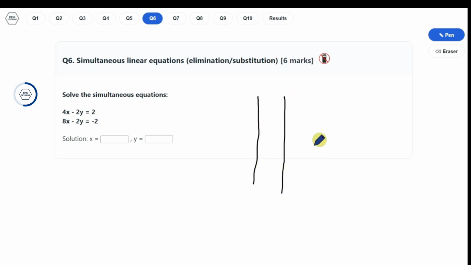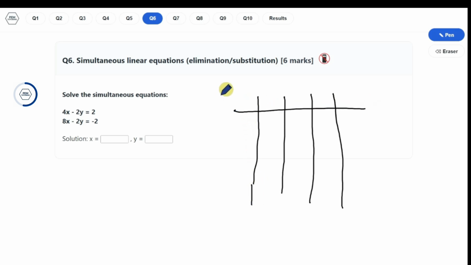So we want to label the equations and we want to organize the terms of that equation into a grid so that we can manipulate the equation. So in this column here we're going to have our equation. So this is equation 1 and this is equation 2. So we've got x terms, we've got y terms, and we've got constants. So I was going to put C there for constants. So the constants are just the numbers.